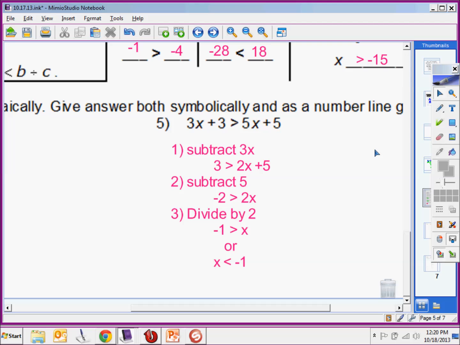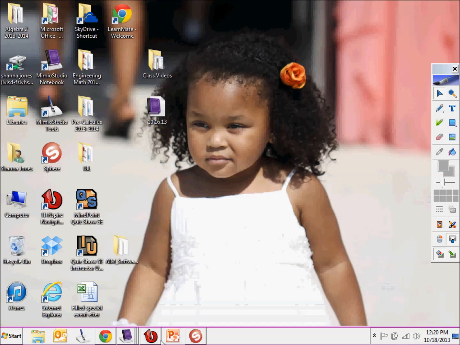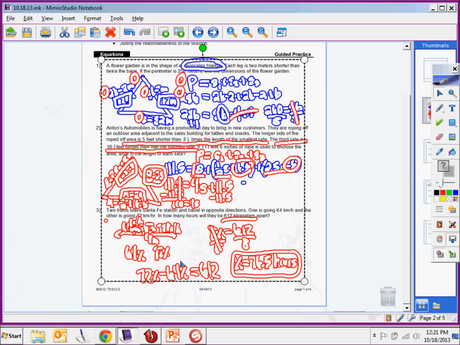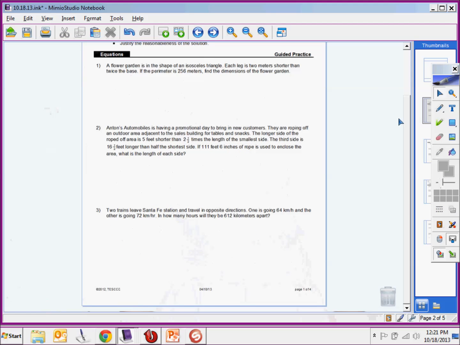Can we do this? Yes. Okay. We have to be able to do this because now we're moving into word problems, linear and linear inequality word problems. So we have to be able to do this. All right, let's go on to our word problems for today.